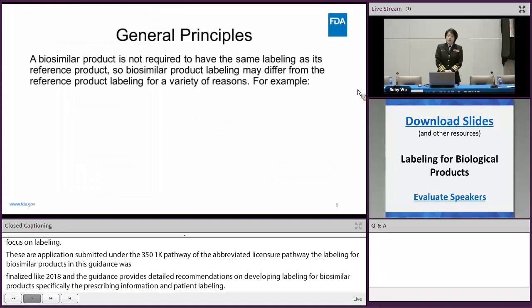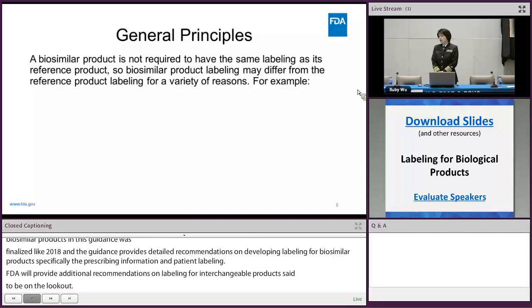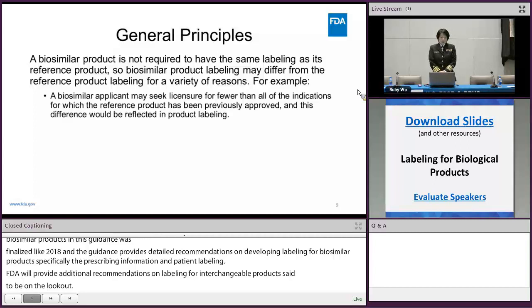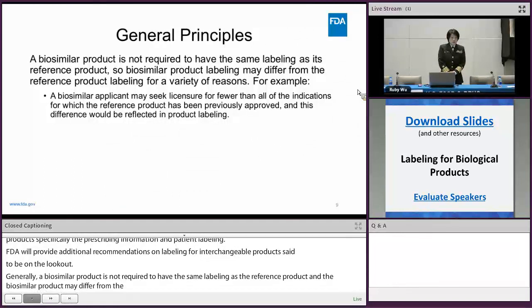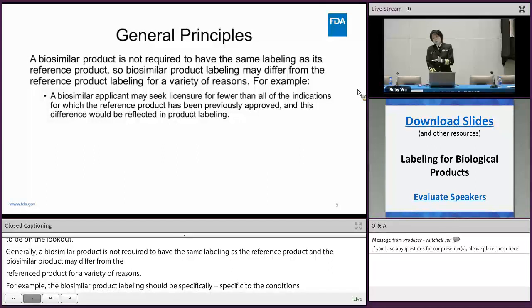Generally, a biosimilar product is not required to have the same labeling as its reference product, and the biosimilar product may differ from the reference product for a variety of reasons. For example, the biosimilar product labeling should be specific to the conditions of use being sought for the biosimilar product. Therefore, the relevant data and information from the reference product that should be incorporated into the biosimilar product should be specific to the indications that are being sought for the biosimilar product.